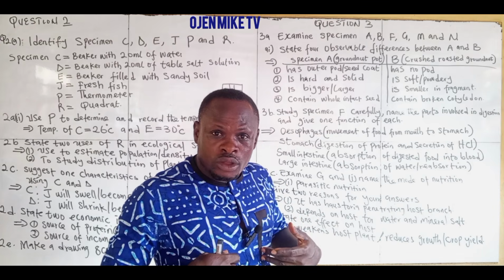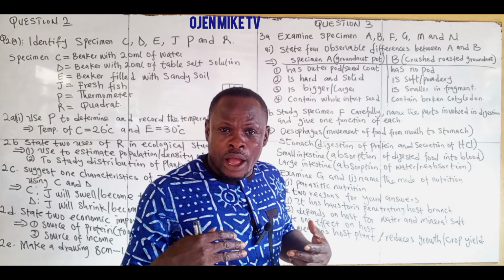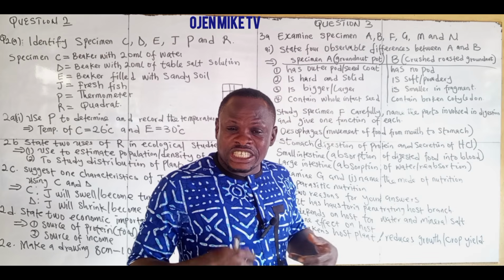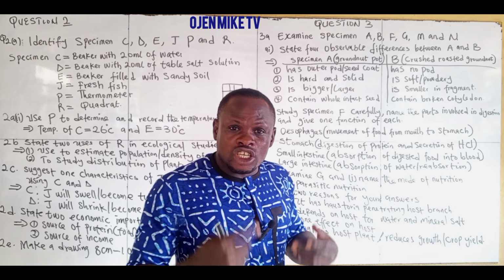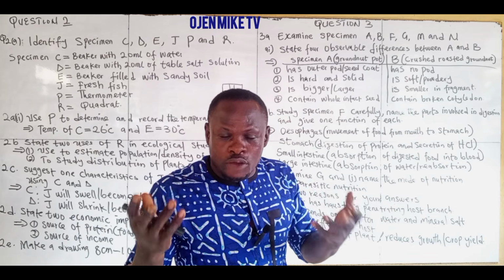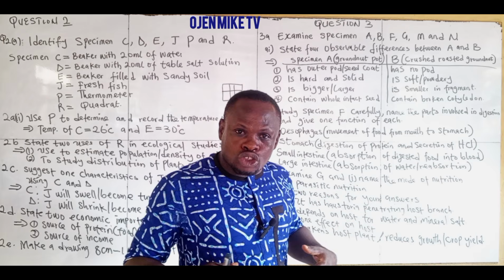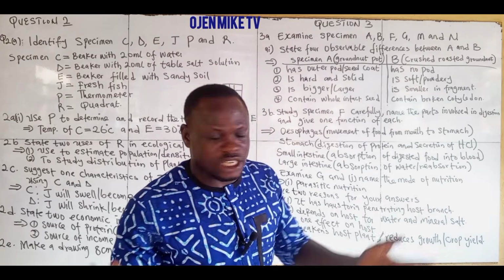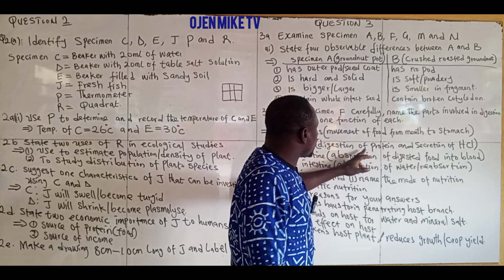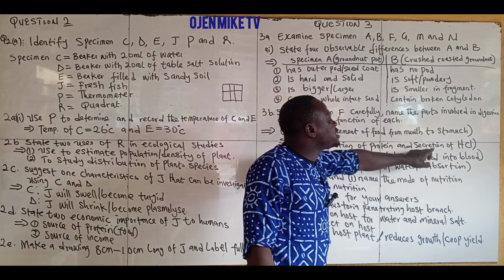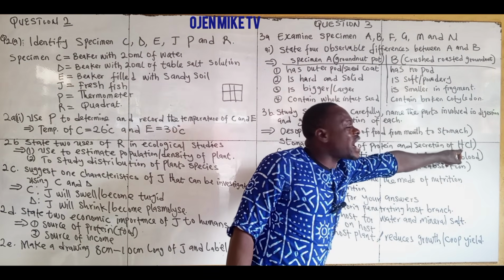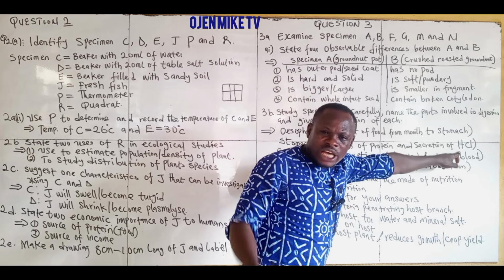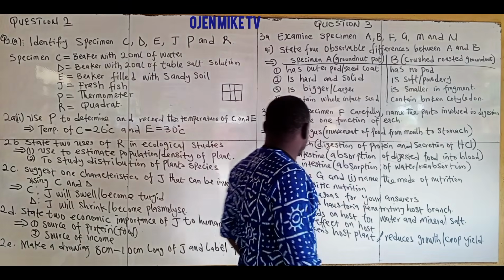Digestion of starch does not take place in the stomach. It is in the mouth, where the enzyme acts on starch. But in the stomach, the enzyme that acts there is for protein, both liquid and solid protein. So we have digestion of protein and secretion of hydrochloric acid. Those are the two functions in the stomach.